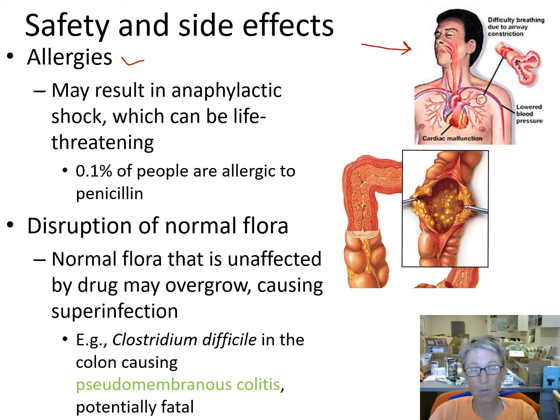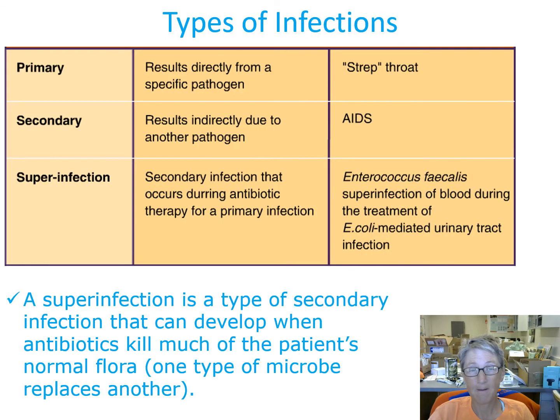You could disrupt the normal flora in your intestine. This is a cartoon of the large intestine, and if you open it up, you could see the overgrowth of normal flora, so you cause a superinfection. This is pseudomembranous colitis. So C. diff, Clostridium difficile in the colon, could overgrow and cause a superinfection called pseudomembranous colitis.